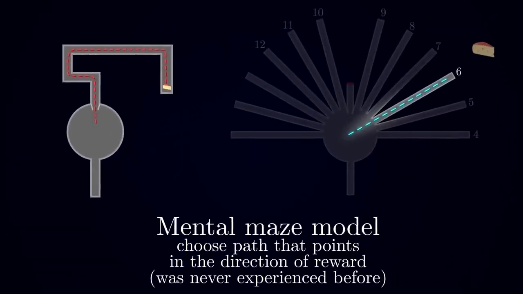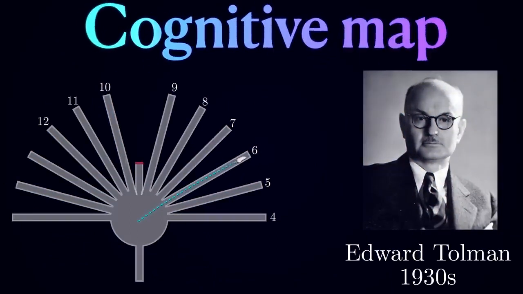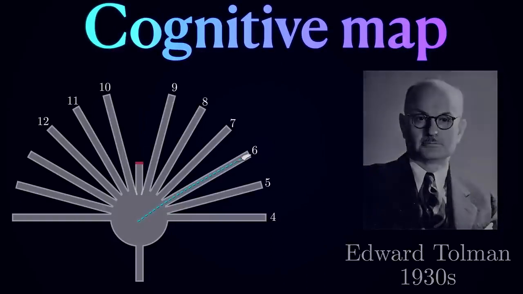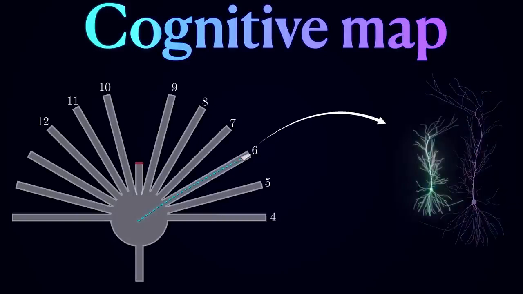This is one example of an experiment conducted in the 1930s by an American psychologist, Edward Tolman, which led him to coin the term cognitive map, relating to this idea that animals have something like a mental map of surrounding space. However, it wasn't until 40 years later that neuroscientists were able to peek inside the brain to see how such a map is manifested in neural activity.